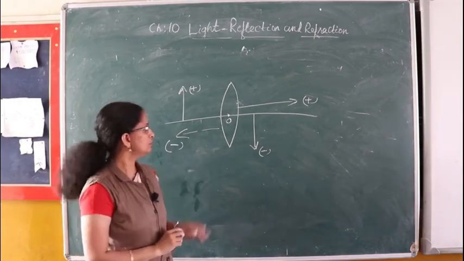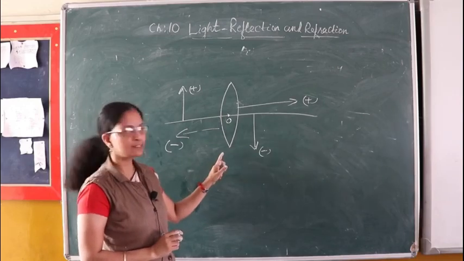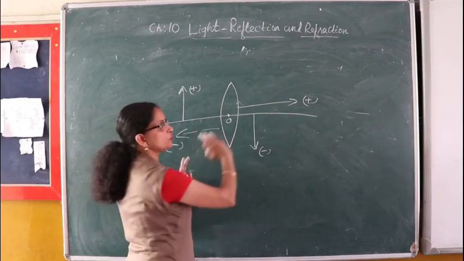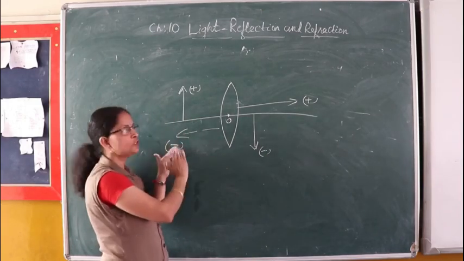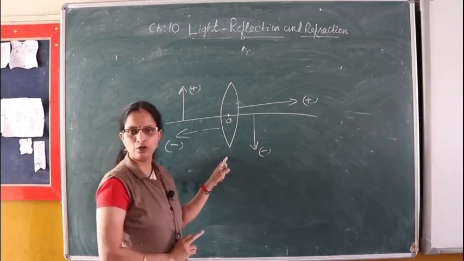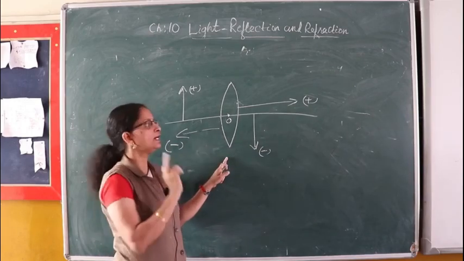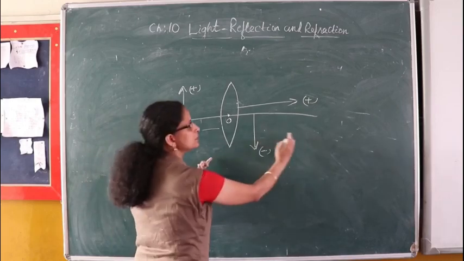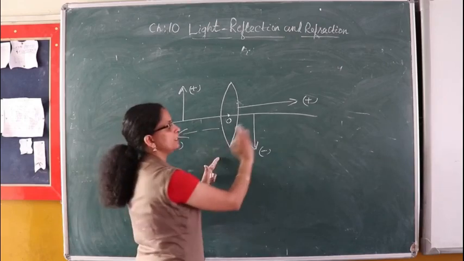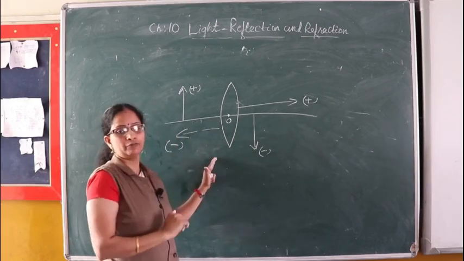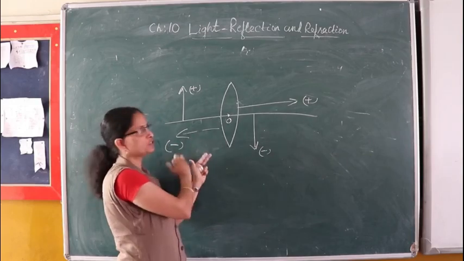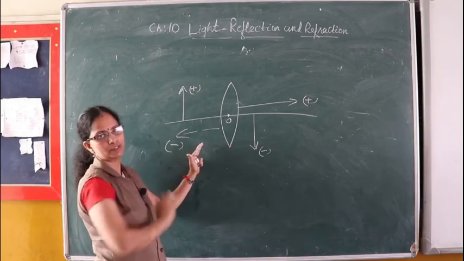One thing we have to remember here: in case of a convex lens, as we have seen just now, real images are always formed on the opposite side. We know the object is kept on the left side, so the real image is always formed on the right side. So, whenever a real image is formed by a convex lens, the image distance should be taken as positive. If the image formed by the convex lens is virtual, then the image distance should be taken as negative, because we have seen the virtual image is formed on the same side.